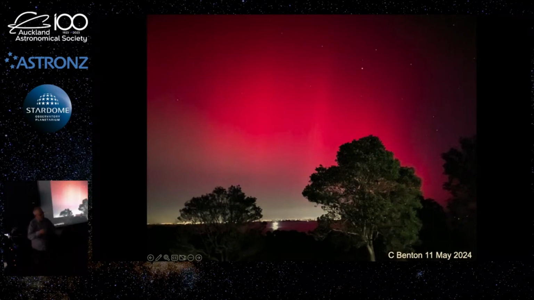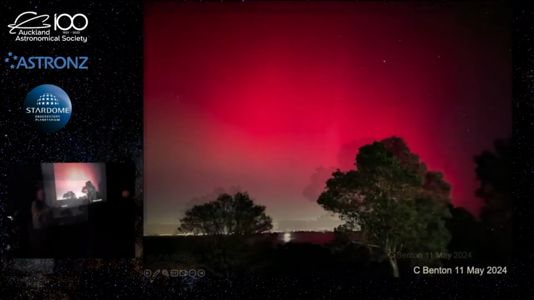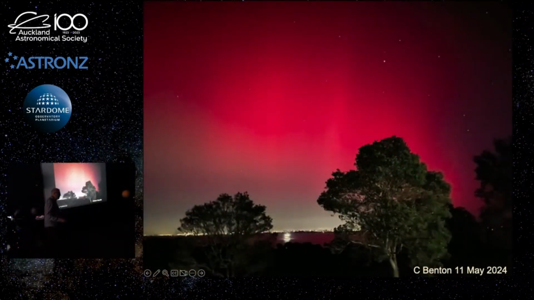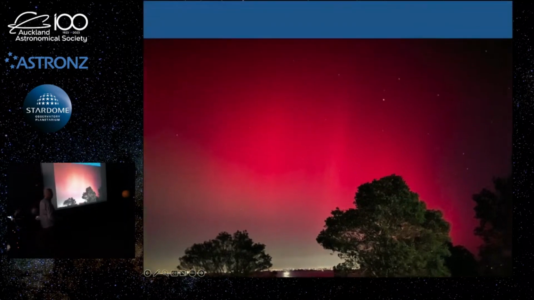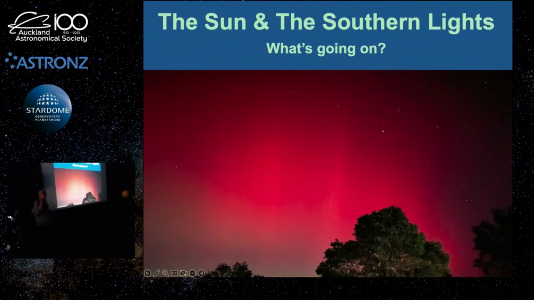Why? How did those charged particles get like they are? What made them come from the sun to Earth? How are they interacting with Earth's atmosphere and the molecules? How are they giving out light? Those are some of the questions you might be asking yourself, and where are the best places to see it, and so on. And that's why tonight's talk is called The Sun and the Southern Lights. What's going on? Because I thought it was very topical. As you'll find out later, we could be in for some more this week if the clouds behave themselves.